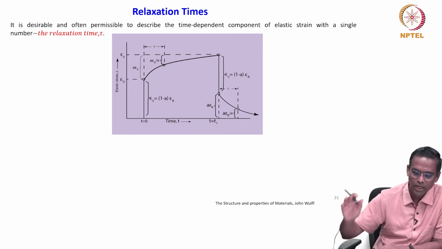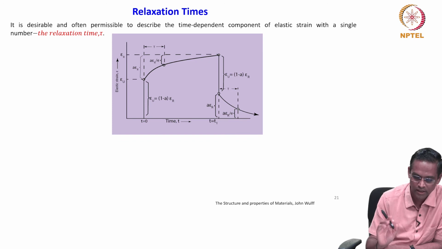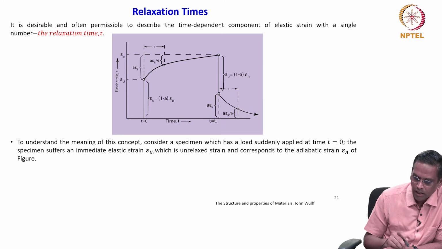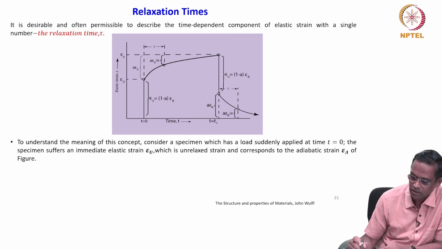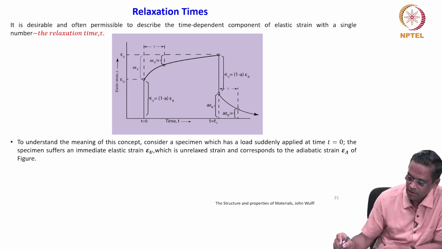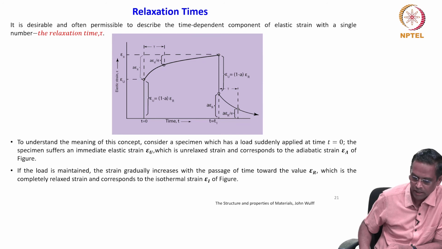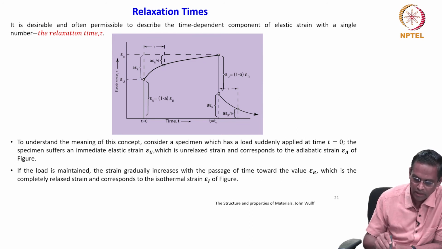Okay. So this is the physical event you have to first understand. The next point is what I just said. To understand the meaning of this concept, consider a specimen which has a load suddenly applied at t is equal to 0. The specimen suffers an immediate elastic strain, which is unrelaxed strain and corresponds to adiabatic strain EA of the figure. And then the load is maintained, the strain gradually increases with the passage of time toward the value ER.